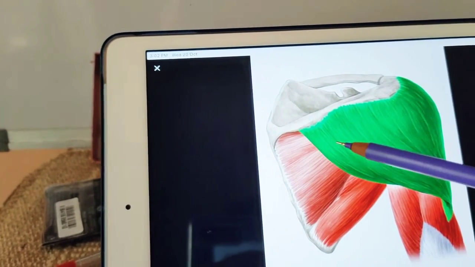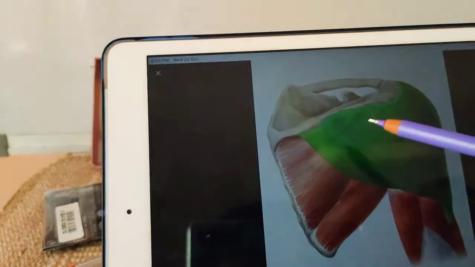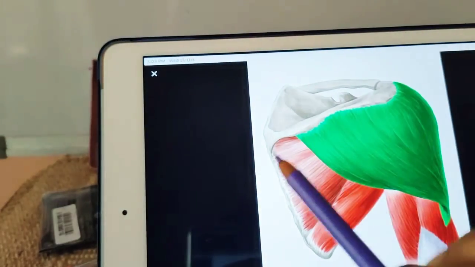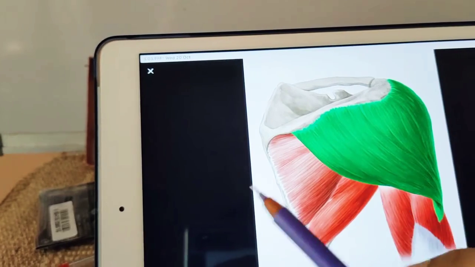Next, coming to the posterior part, the posterior unipinnate part gets its origin from the lower lip of the crest of the spine of the scapula. So this is the lower lip of the crest of the spine of the scapula. This is the origin.